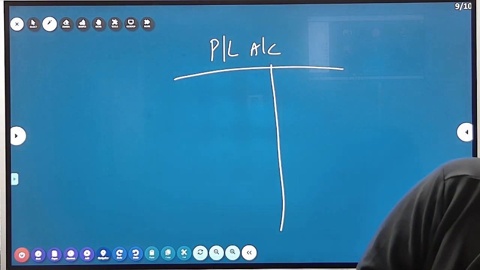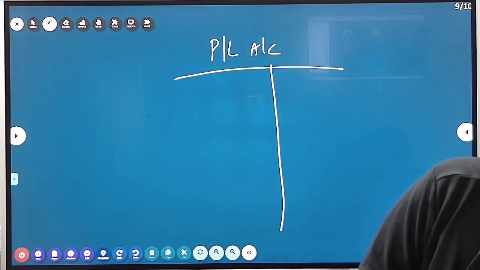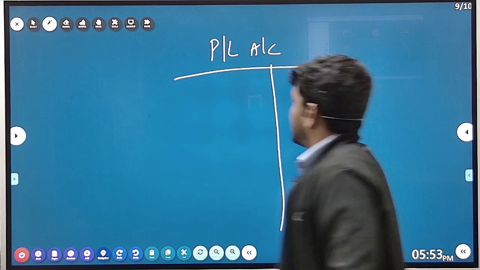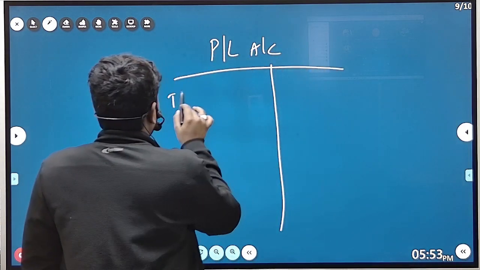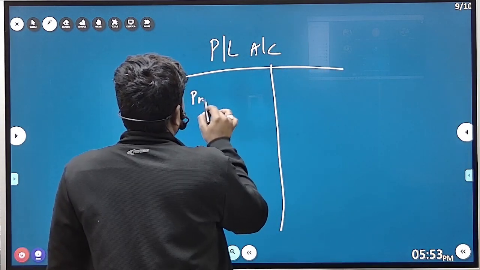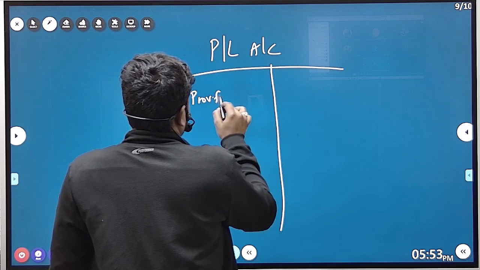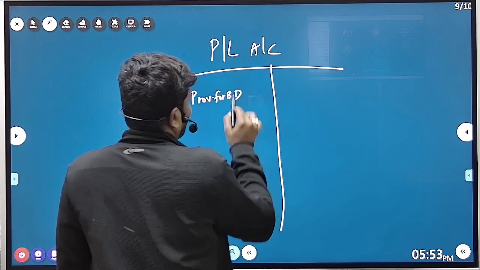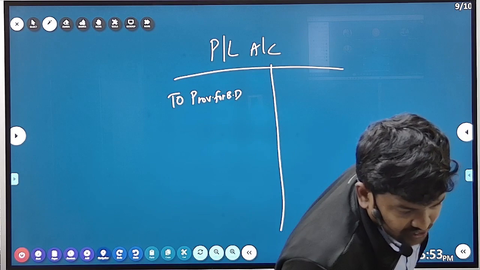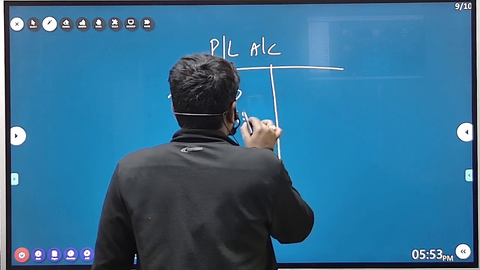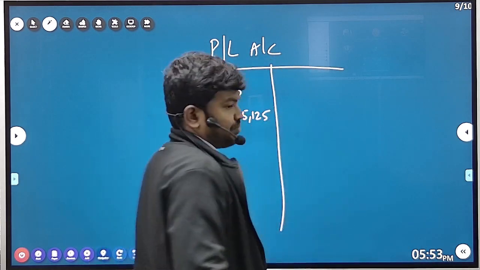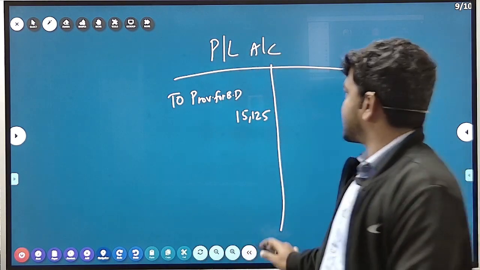ये एक्चुअली कौन सा फॉर्मेट दिया था? ये एक्चुअली डेबिट साइड होगा ना, टू प्रोविजन फॉर बैड डेट्स. कितना अमाउंट होगा? 15,125. ठीक है. This is the P&L extract.